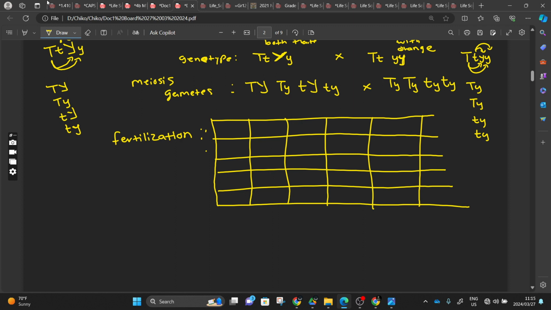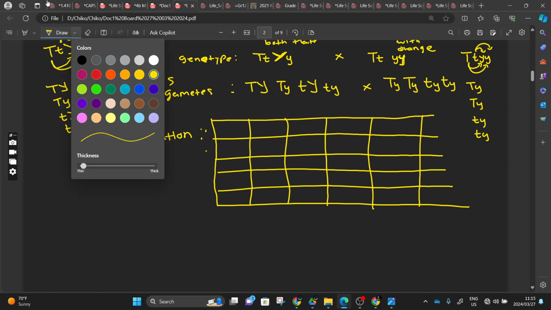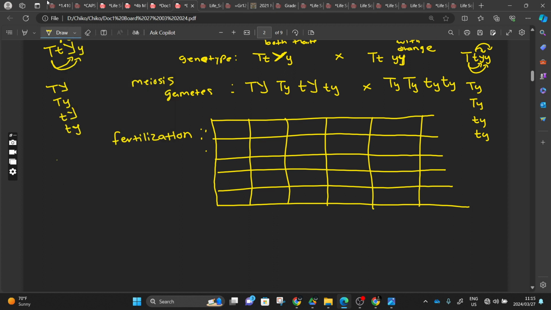Just make sure that you have a big space. Some of our teachers used to advise us to write the genotype inside, and write the phenotype at the bottom. Ne? I'll show you. Then we'll say the gametes here. I'll show you what I'm talking about.